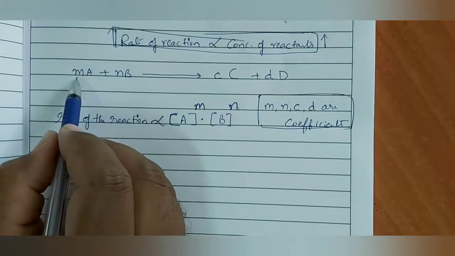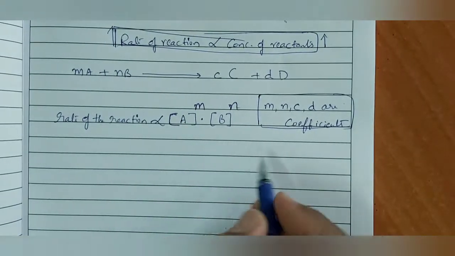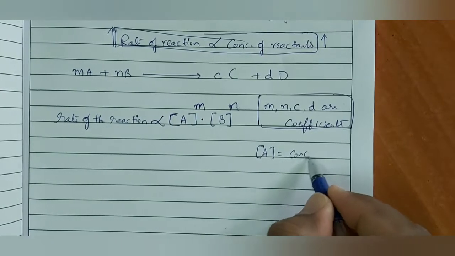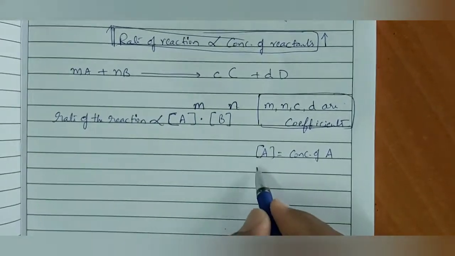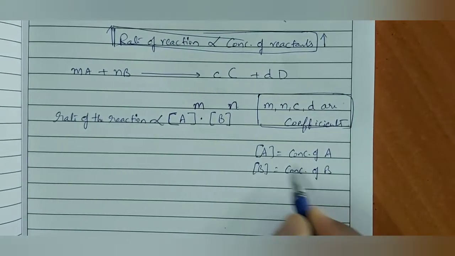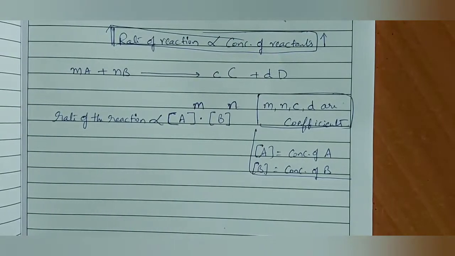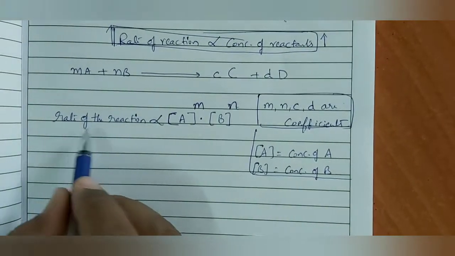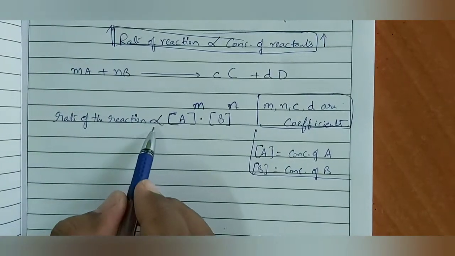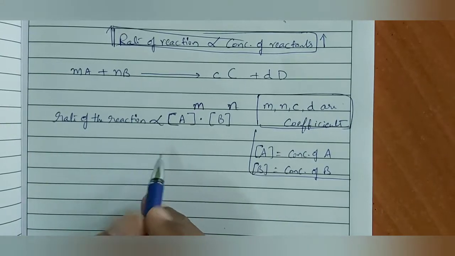What is the coefficient of A present? m. That one I am writing as the power of the concentration of A, where square bracket of A is called the concentration of A, and square bracket of B is called the concentration of B. When the concentration of reactants is increased, the rate of the reaction also increases. So the rate of the reaction is directly proportional to concentration of A power m into concentration of B power n.